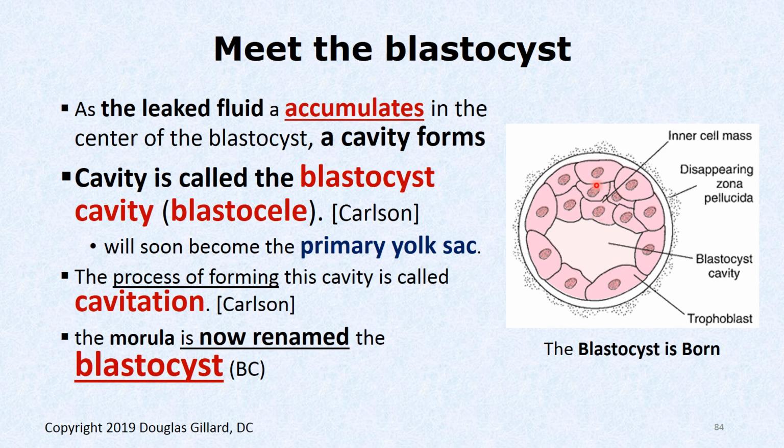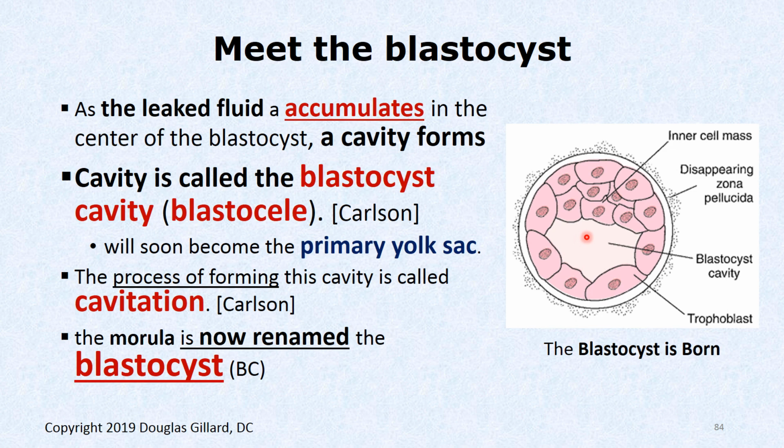It pushes the inner cell mass cells over to one of the sides. There's the inner cell mass. I could have colored those. Those are inner cell mass cells. So the cavity is called the blastocyst cavity or the blastocele. Everybody good with that? It doesn't affect the trophoblast much, but now we have our first cavity.